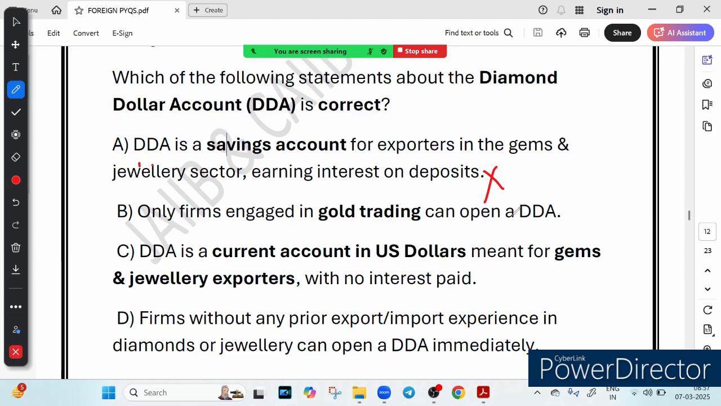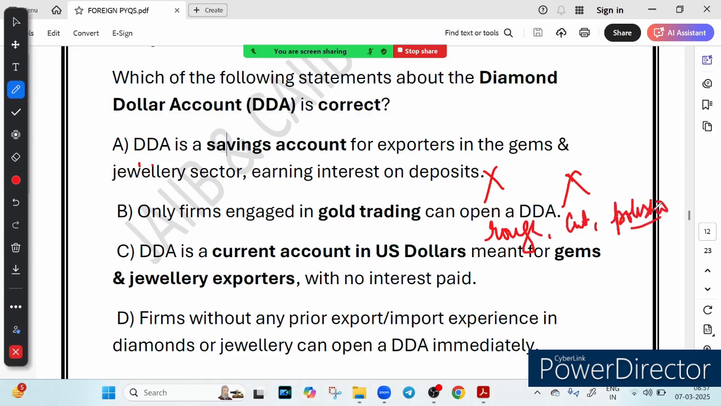Only firms engaged in gold trading can open a DDA. This is incorrect because DDA is specifically for firms dealing in rough, cut, or polished diamonds. Because the name itself suggests Diamond Dollar Account. So either it is rough, or it is cut, or it is polished diamond, right?